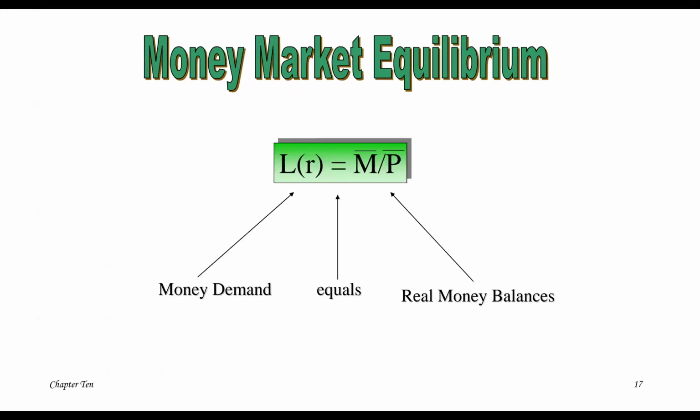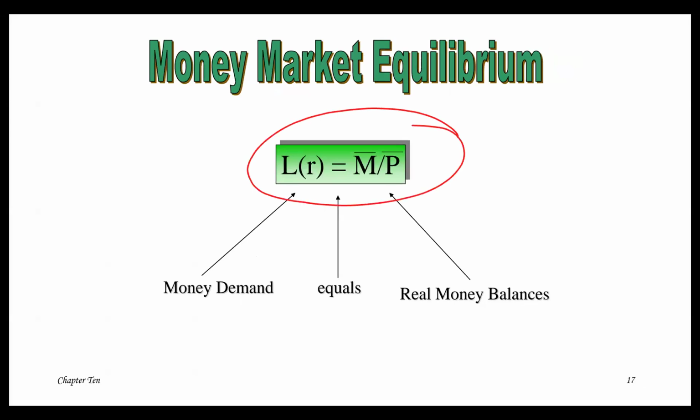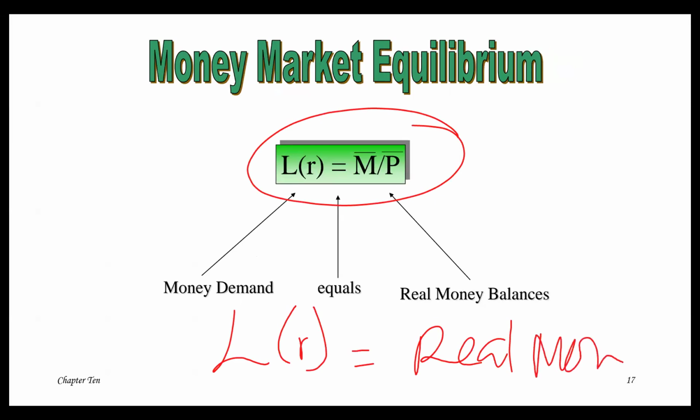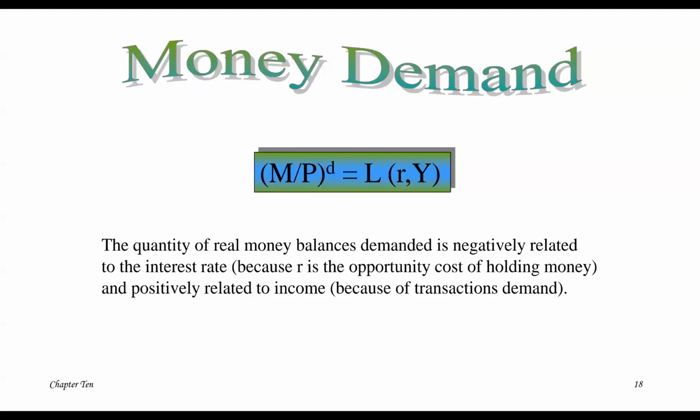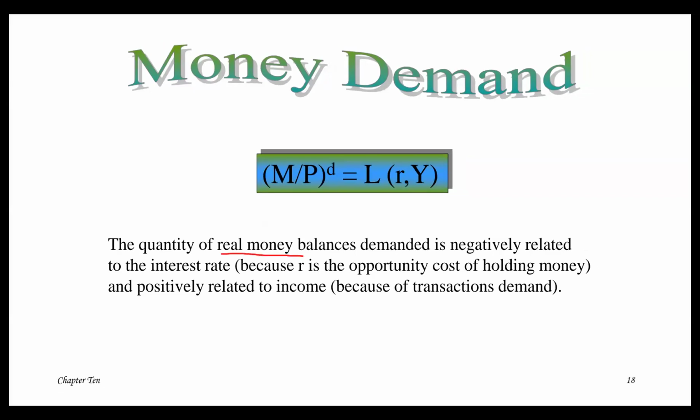Now, we know that the money market equilibrium is given by this: the real money balance demanded shall equal the real money balance supplied. This is the equilibrium in the money market. For us to have this equilibrium, we need a certain level of interest rate that will bring this market into equilibrium. We are good? I repeat, the real money balances demanded are negatively related to the interest rate because of the opportunity cost of holding money, but positively related to income.